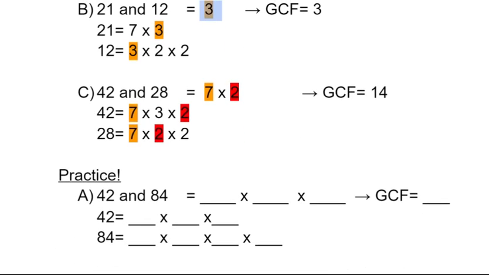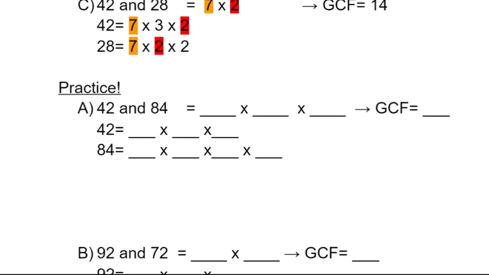Finally, for 42 and 28, pretend these numbers are not here. For 42, the prime factors are 7 times 3, which is 21, times 2, which is 42. And for 28, 7 times 2, which is 14, times 2 is 28. And now I look at the numbers, color code them or circle them, and 7 and 7 go together, 2 and 2 go together, so 7 times 2 is 14. Therefore, the greatest common factor of 42 and 28 is 14.